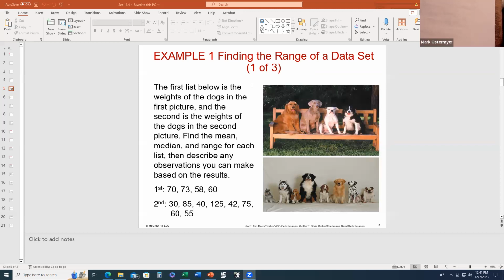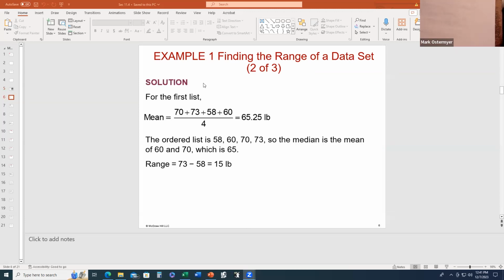All right. For the first list, we can compute the mean by just adding all the observations up and dividing by 4. And we get a mean weight of 65.25 pounds. The ordered list for list 1 would be 58, 60, 70, 73. So the median is the average of the middle two values, which is the mean of 60 and 70, which would be 65. So the median is 65. Notice the mean and the median are very close to being equal to each other here.